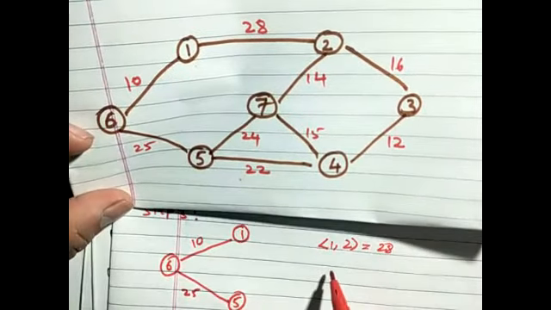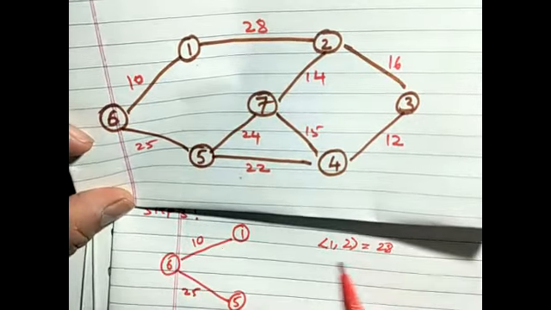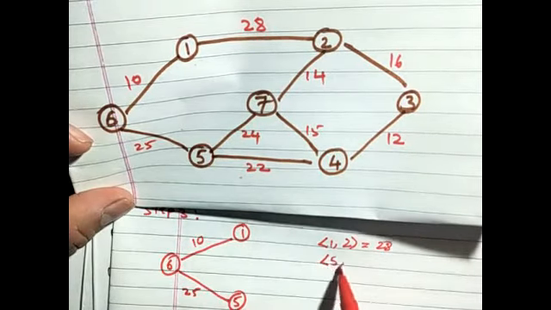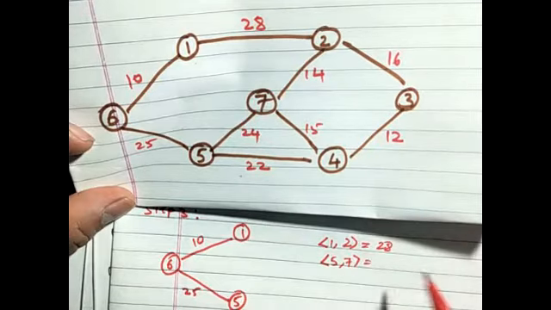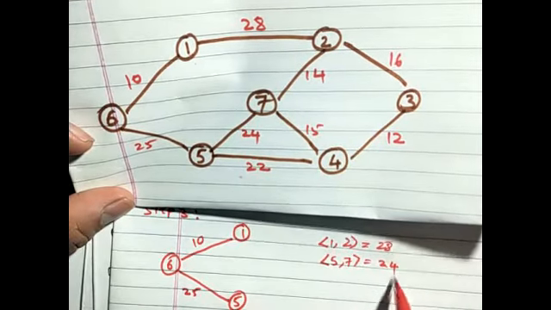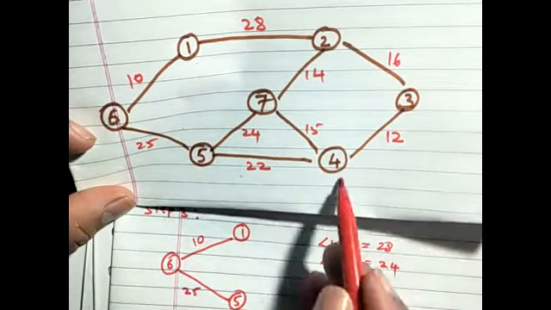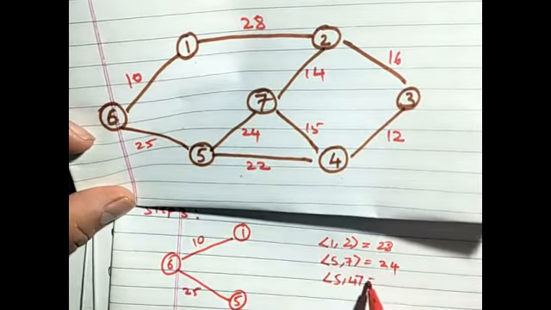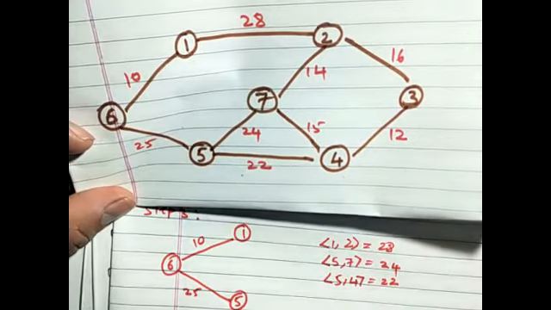Then from 6 to 7 I can travel. Sorry, from 5 to 7 I can travel and the cost is going to be 24. And from 5 to 4 also I can have, that is 5 to 4 with the cost of 22.